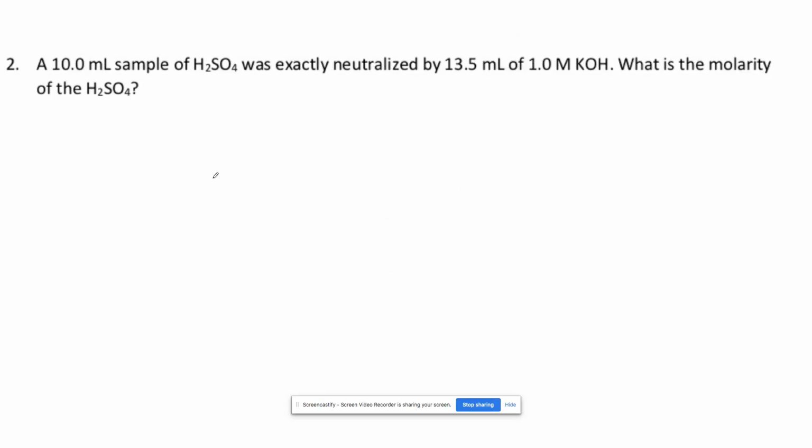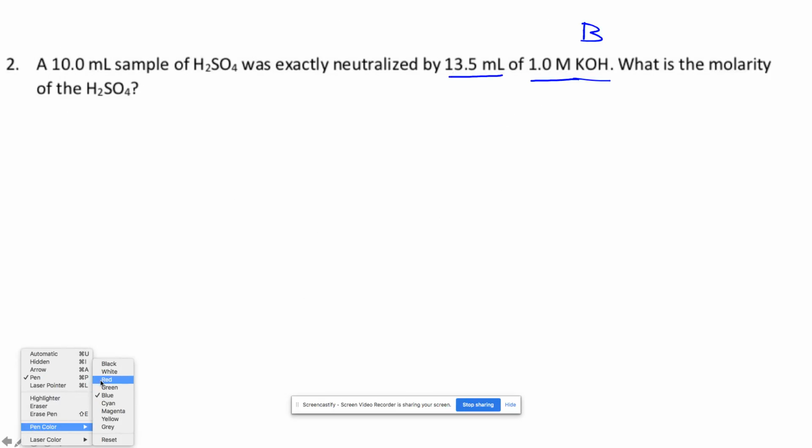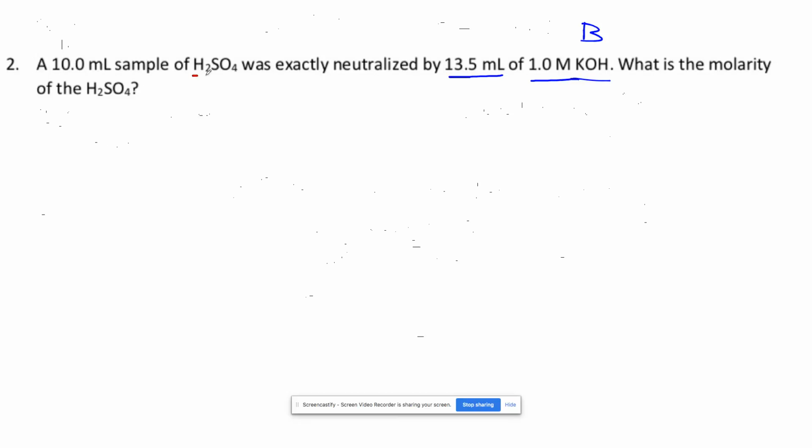So in this example, we have a 10 milliliter sample of H2SO4 exactly neutralized by 13.5 milliliters of 1.0 molar KOH. What is the molarity of H2SO4? So who is the acid? Who is the base? The base is this one, because I see hydroxide. I'm just going to underline all of the base stuff in blue, and acid is going to be in red. So 10 milliliters. That's all I've got. So once again, I'm looking for molarity of acid.